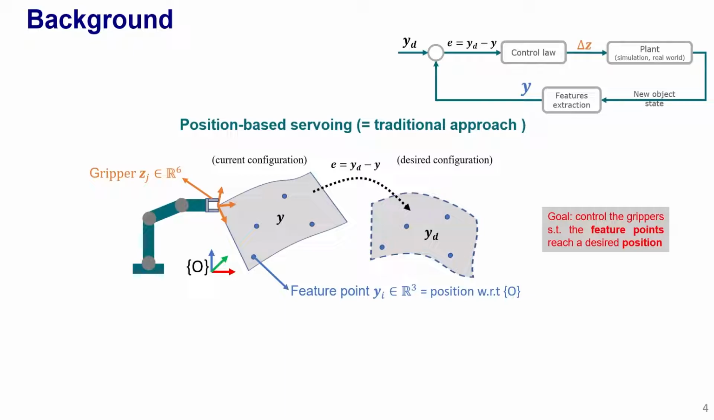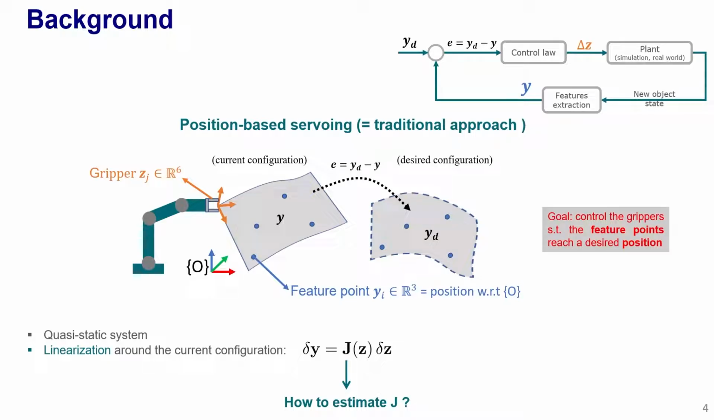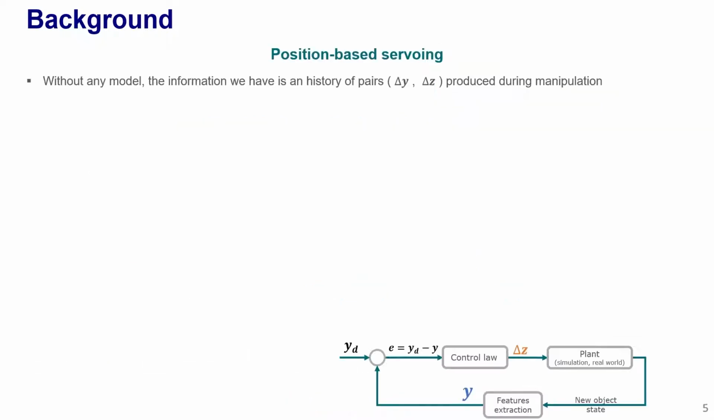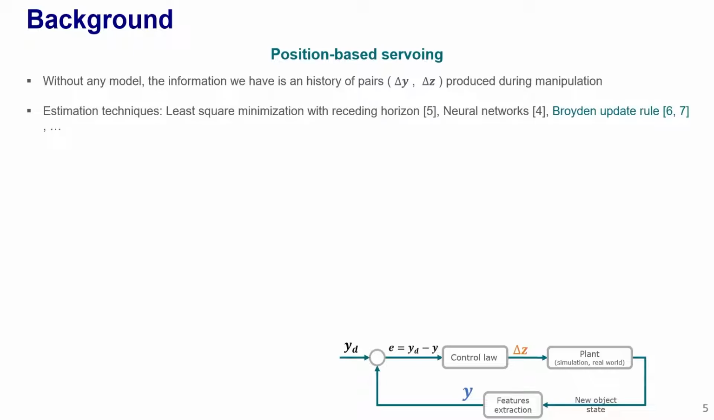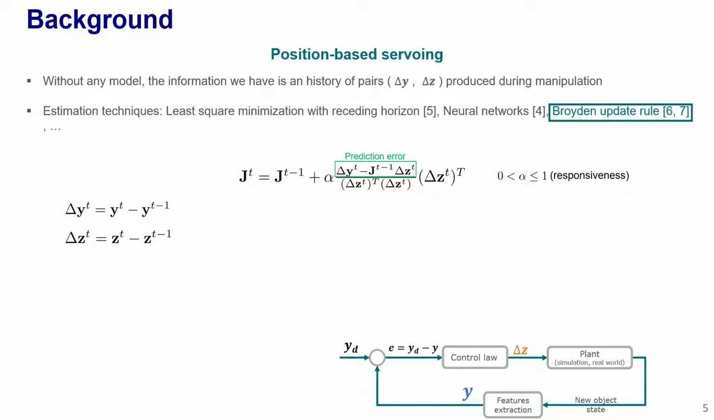Then, if the system is quasi-static, we can linearize around the current configuration to obtain a relation where a Jacobian relates gripper motions to feature motions. This matrix is called the shape Jacobian, and estimating it correctly is a key ingredient of the approach. To estimate J, what we have at disposal is a history of pairs delta z and delta y. Several techniques can be used, and in this work, we choose to illustrate with the Broyden update rule, but we emphasize that our method is not tied to this rule.